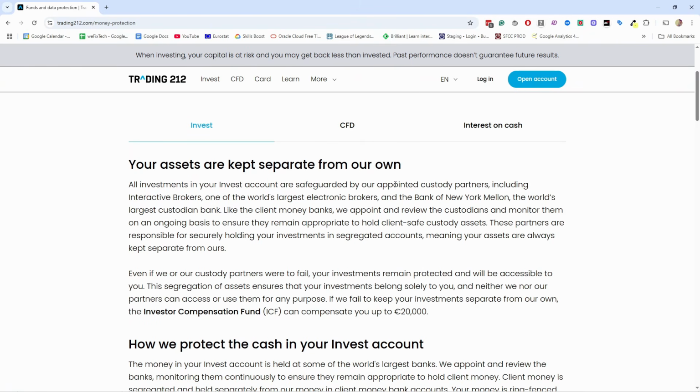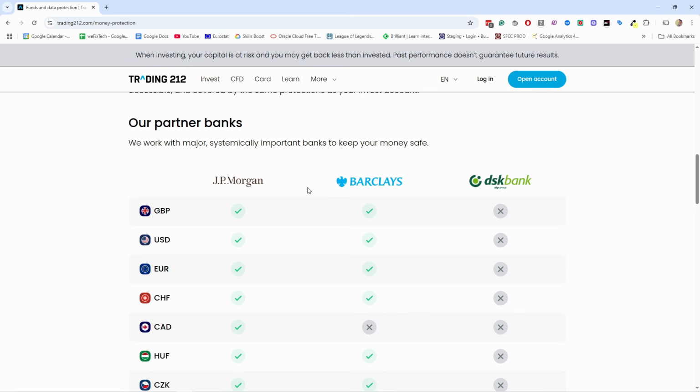So this protection comes from the investor protection scheme, which basically covers you up to 20,000 in case the broker goes bankrupt, and your money is kept in a segregated account, which just means your money doesn't go to Trading212's bank accounts, but instead to a third-party bank like JP Morgan or Barclays. And this is for all the brokers, respectable brokers, they do this.